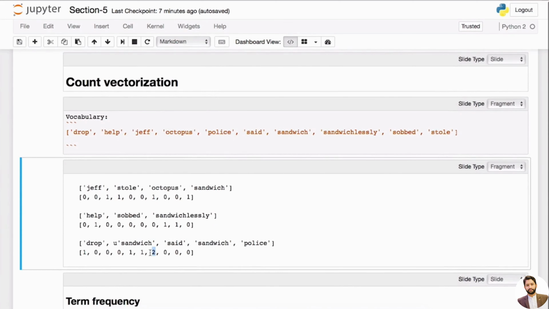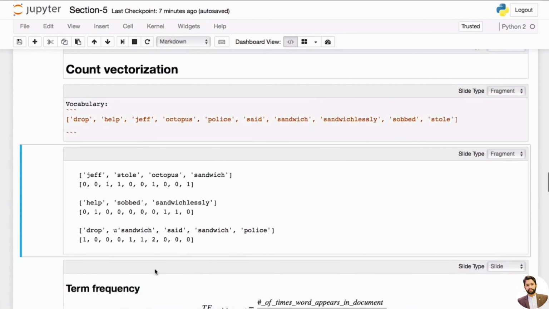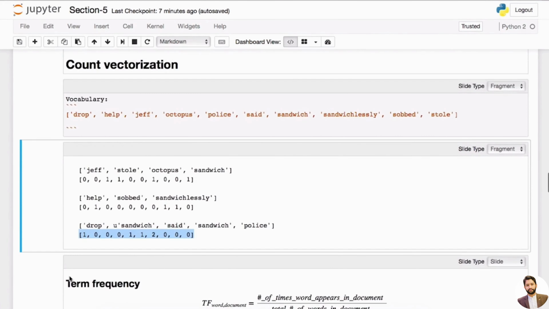You can see that if a word appears twice, like sandwich, then you have two. So it's a very simple bag of words. Think of you have a bag, you're just adding words or tokens to your bag and then doing the counts of that. So this is very straightforward. This is how you can numeratize your vector of tokens, from here to here. So that's one way of vectorizing things.